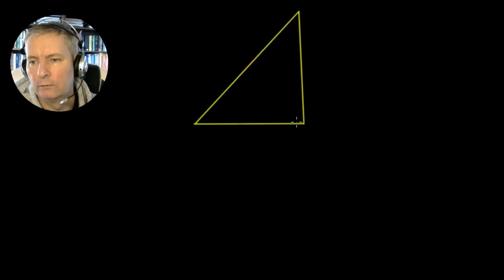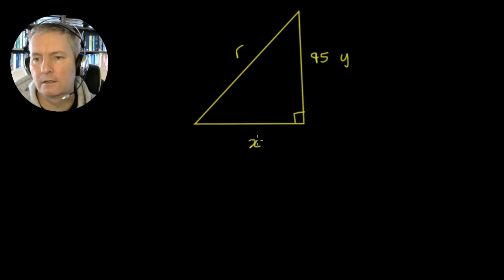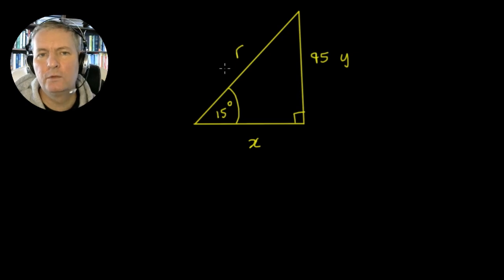So let's say we've got a triangle here, and again it's a right angle triangle, and we're told that this length here is 95 meters. So this is our y, this is our x, this is our r, and let's say this angle in here is 15 degrees, and we're told to find this length r.